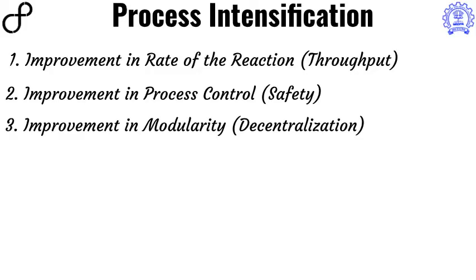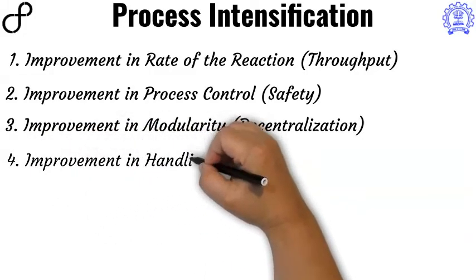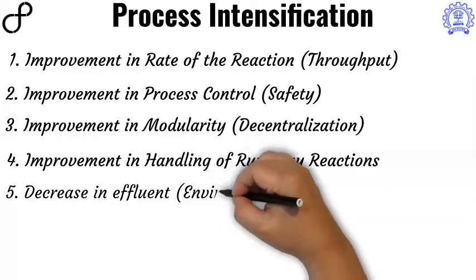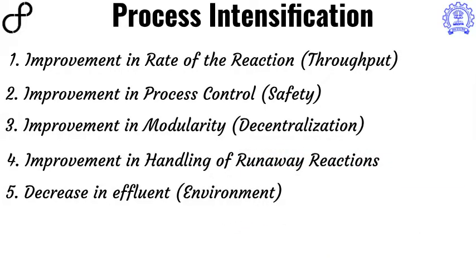Fourth definition is improvements in the handling of runaway reactions. This is the most dangerous part of a chemical factory, and hence, controlling this is extremely critical for process intensification. Next definition is the decrease in effluent. This is one of the major concerns for the present-day chemical factories. With increasing tightening of regulatory norms, it is desirable to reach the zero effluent production state at the earliest.